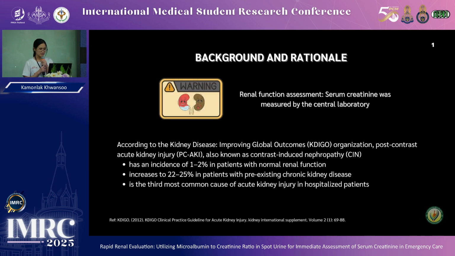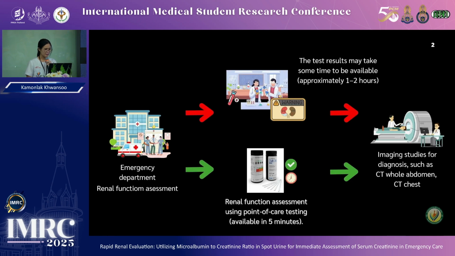Caring for patients in the emergency department often requires urgent CT scans, which usually involve giving contrast media. One of the most common complications after receiving contrast is contrast-induced nephropathy, or CIN. According to the literature, the incidence of CIN is about 1 to 2% in patients with normal kidney function. However, in patients who already have chronic kidney disease, the incidence can rise to 22 to 25%. Therefore, assessing kidney function before giving contrast media is important.